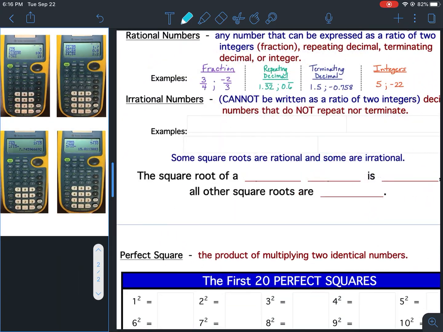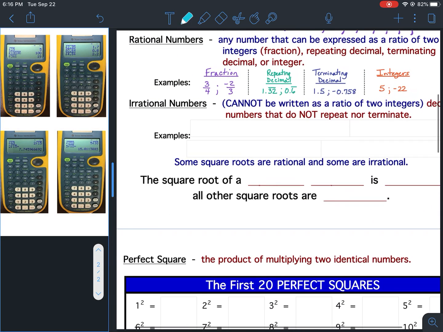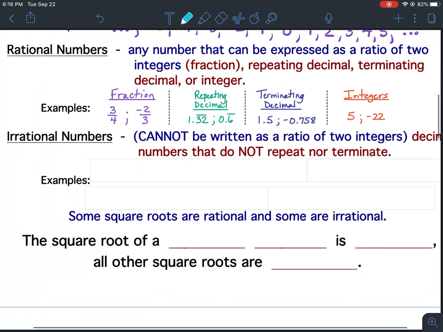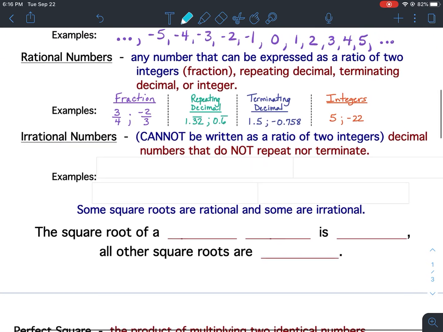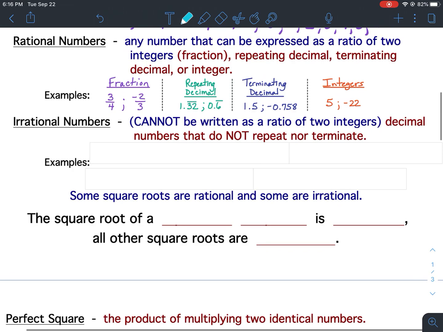So if you have any questions on rational numbers, again, which is a ratio of integers, or a fraction with an integer in the numerator, integer in the denominator. Repeating decimals, decimals that have the same number, or two numbers, or multiple numbers that repeat over and over again. Terminating decimal, decimal that ends, or an integer. Those are all rational numbers. If you have any questions on rational numbers, let me know.